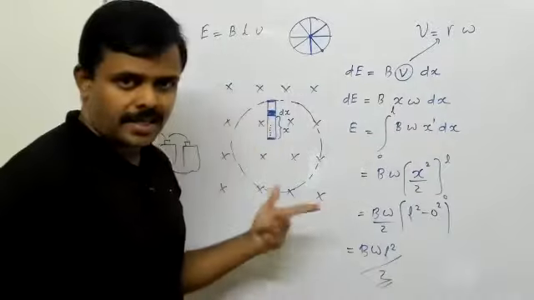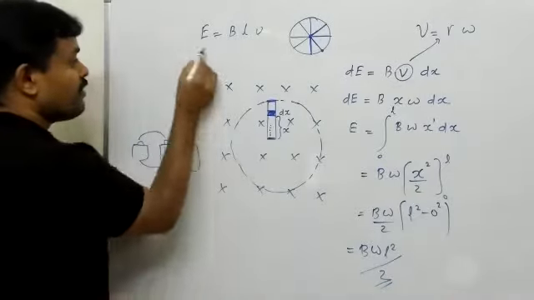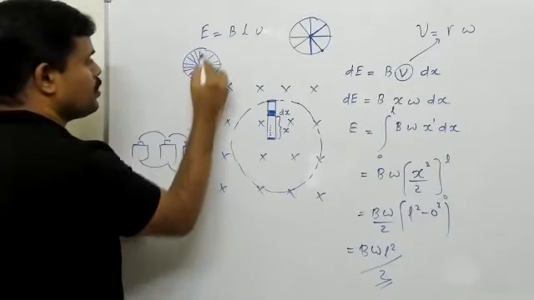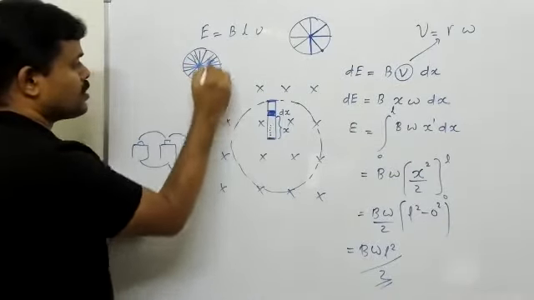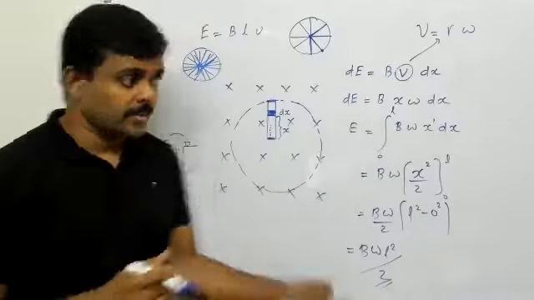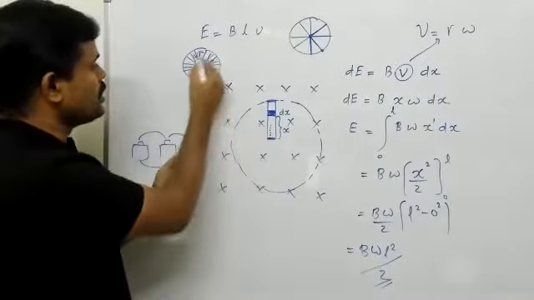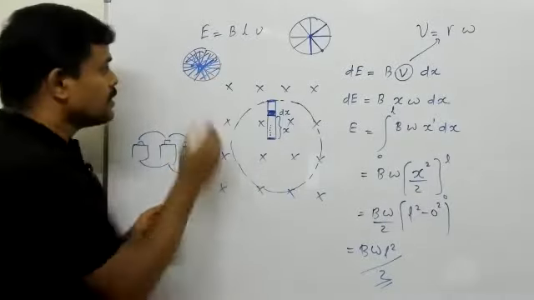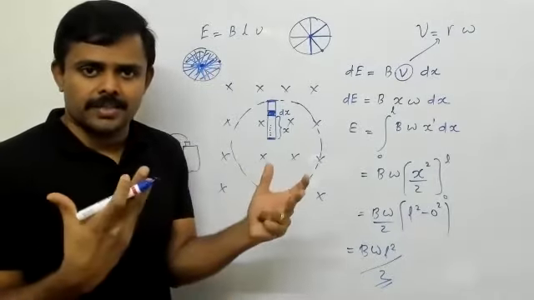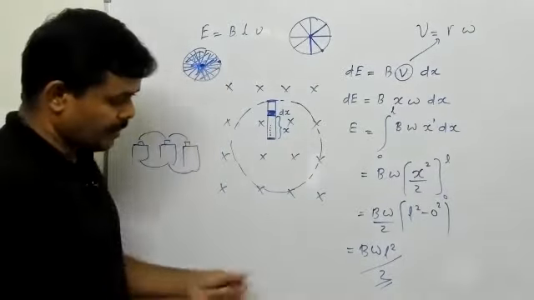That is point number one. Point number two, what if I have infinite spokes then? Not 1, not 2, not 10, not 100, not 10,000, not a million. I have an infinite number of spokes. Even then it is B omega L square by 2. So infinite spokes means what? If the number of spokes is infinity, they are so close that it will look like a disk now. Correct? So that means even for a disk, a compact disk, CD, a metallic disk, if it is rotated near a magnet, the motional EMF between the center and the rim is B omega L square by 2.